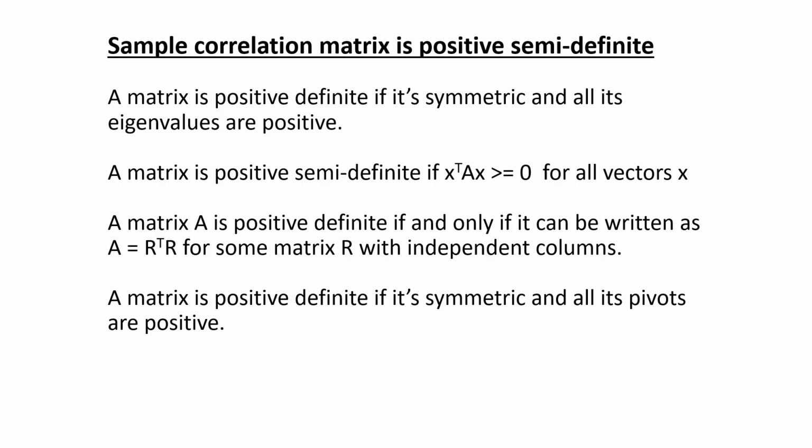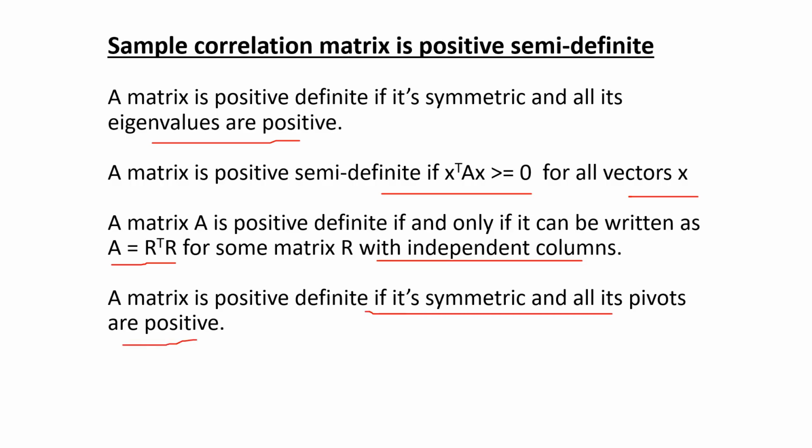A matrix is positive definite if it's symmetric and all of its eigenvalues are positive. If the quadratic form x transpose A x is greater than or equal to 0 for all vectors x. If the matrix can be written as R transpose R for some matrix R with independent columns. And if it's symmetric, all of its pivots are positive. But let's try to prove one of these conditions from scratch and see why exactly this holds true.